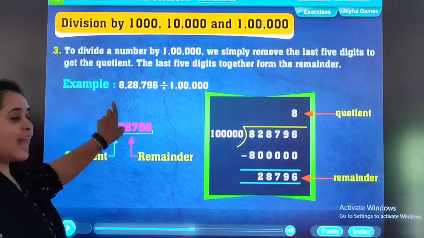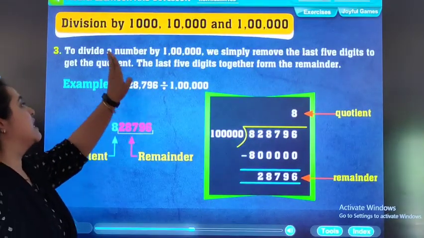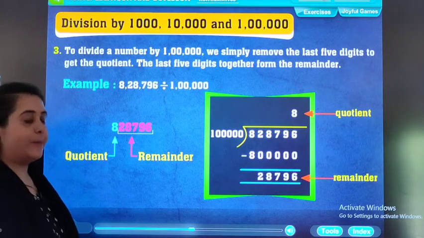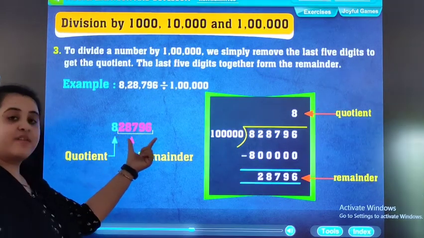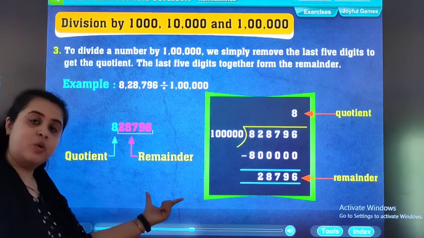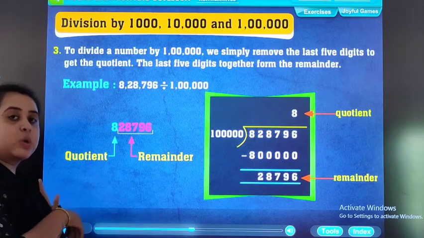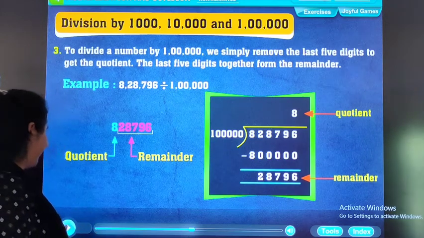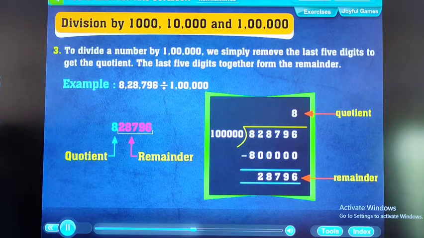That is, 8,28,796 is divided by 1,00,000. So the last 5 digits will be the remainder and the remaining digits will be the quotient. Okay? Divided by 1,00,000. Quotient, remainder.